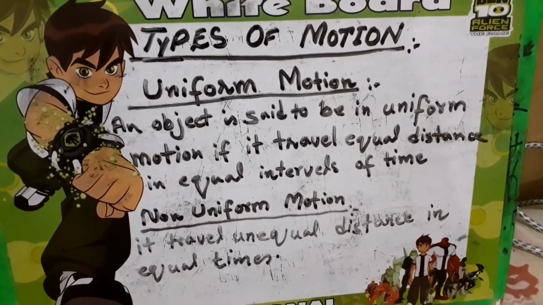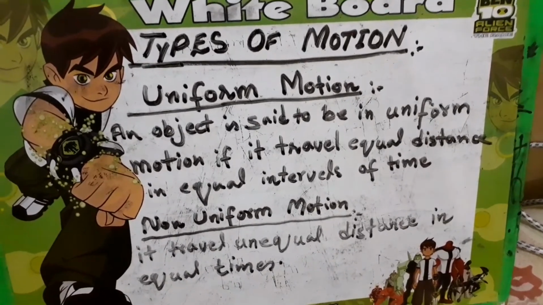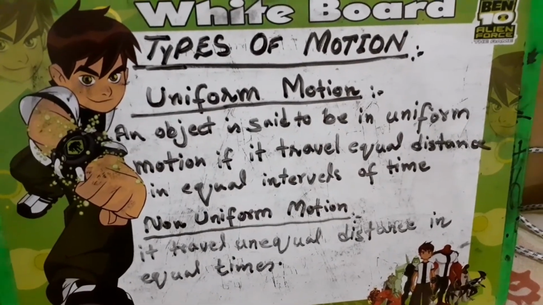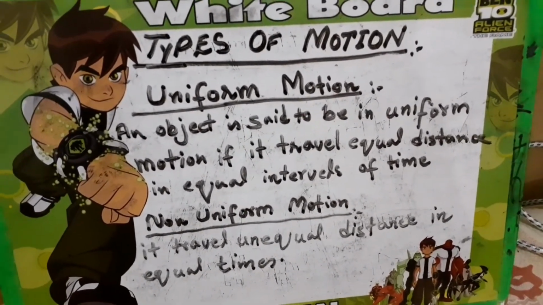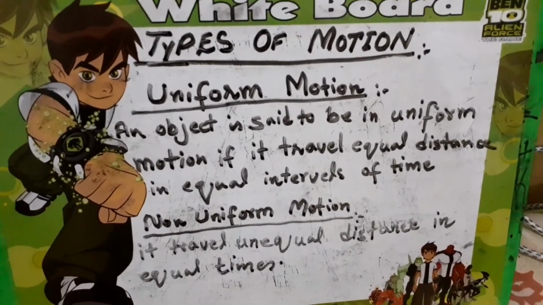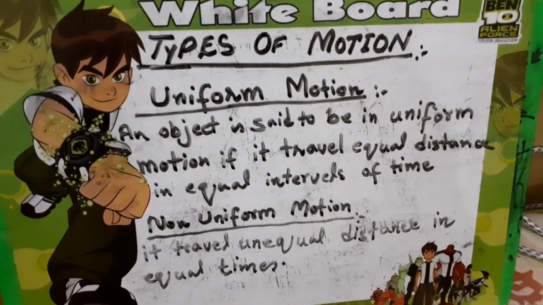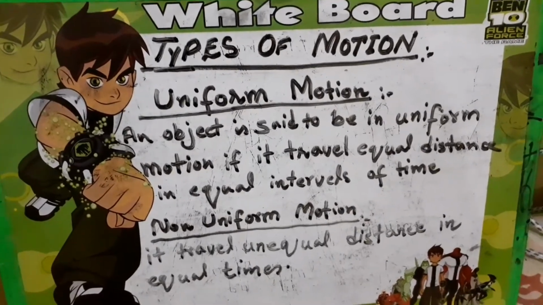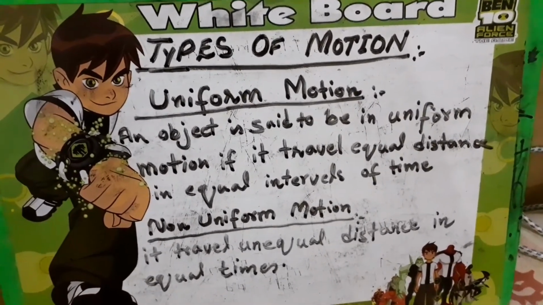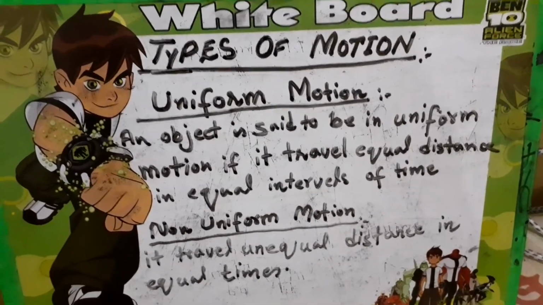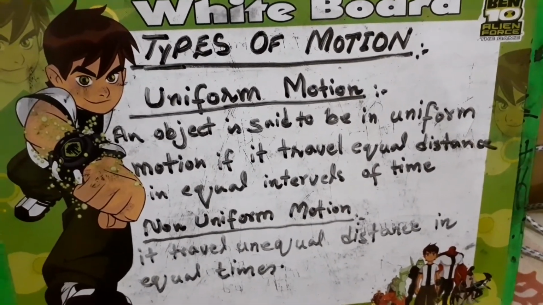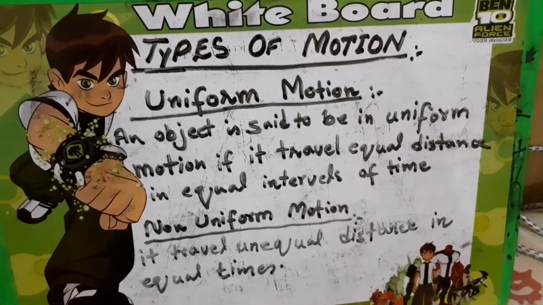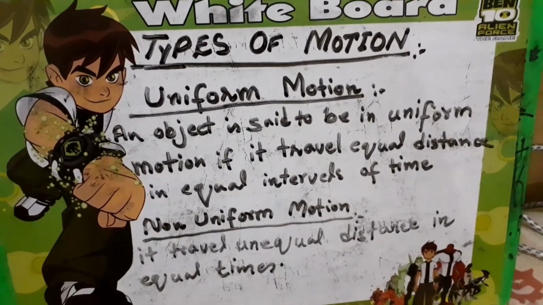A uniform motion is a motion in which an object covers equal distance in equal intervals of time. Examples are the circular motion of the earth, which travels equal distance in equal intervals of time, or the movement of a bullet train when it covers equal distance in equal intervals of time. And non-uniform motion is when it covers unequal distance in equal intervals of time, like when a car moves and its speed changes. In 1 second it covers 2 meters, while in another second it moves 4 meters. So it is said to be in non-uniform motion.